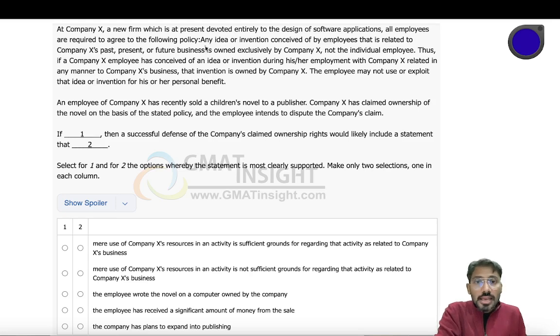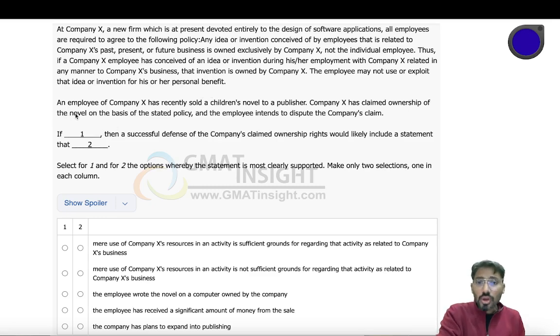Any idea or invention conceived by the employee that is related to company X's past, present, and future businesses is owned exclusively by company X and not by the individual employee. Thus, if a company X employee has conceived an idea or invention during his or her employment with company X related in any manner to company X's business, that invention is owned by company X. The employee may not use or exploit the idea or invention for his or her personal benefit. Having understood this information, now you have to be careful while reading the question.